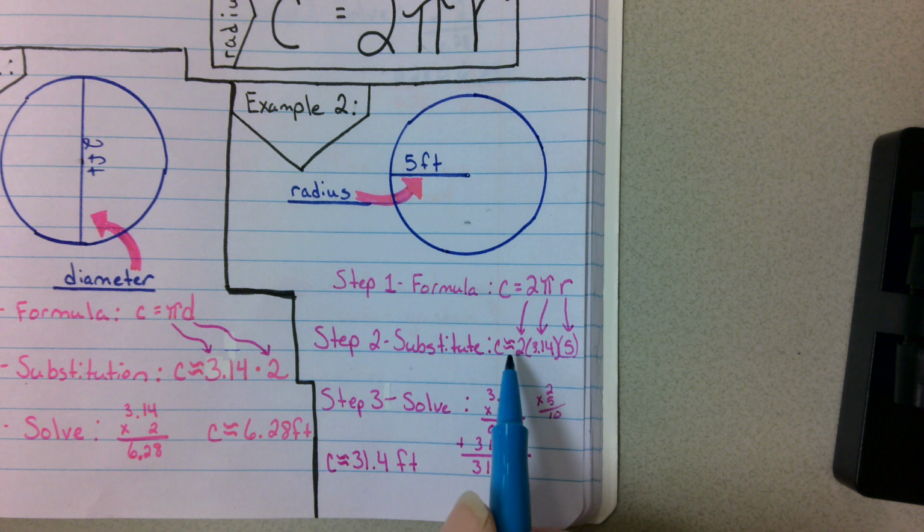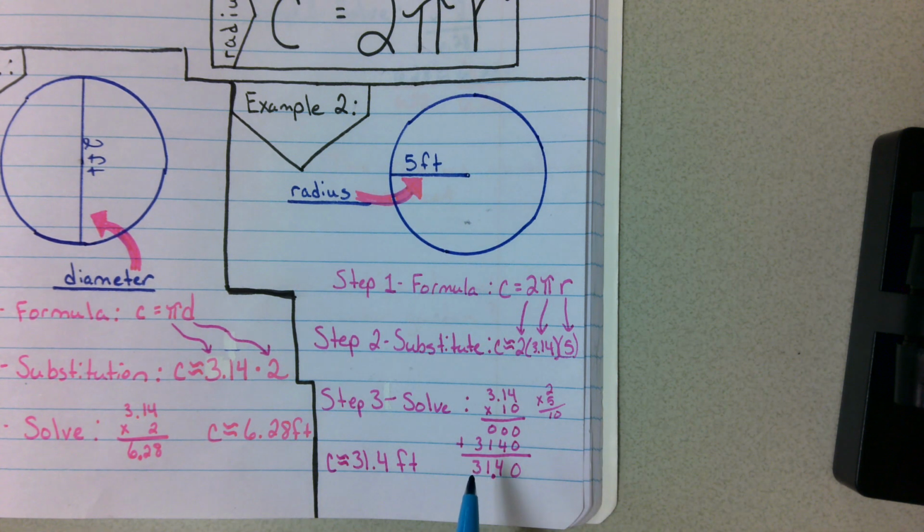The first thing I did was 2 times 5, and I know that's 10. Then I just need to multiply 10 times 3.14. You could either know that that's just moving the decimal one place to the right, or you work the math out like this long. Then we find out that our circumference for that circle is approximately 31.4 feet.